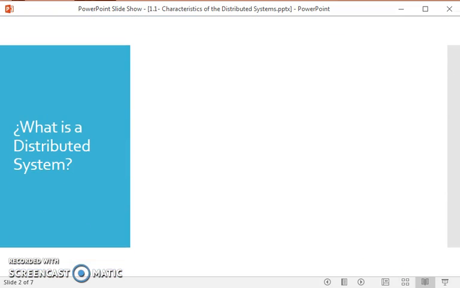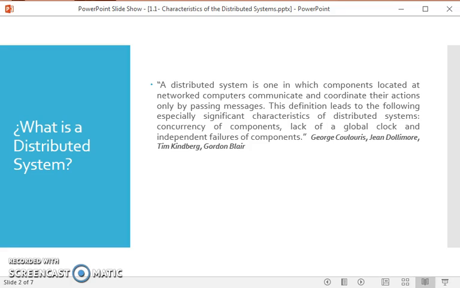There are many definitions for a distributed system. However, there are a couple that I personally like the best. The first one comes from George Coulouris, Jean Dollimore, Tim Kindberg, and Gordon Blair. They say, a distributed system is one in which components located at networked computers communicate and coordinate their actions only by passing messages. This definition leads to the following especially significant characteristics of distributed systems: concurrency of components, lack of a global clock, and independent failures of components.